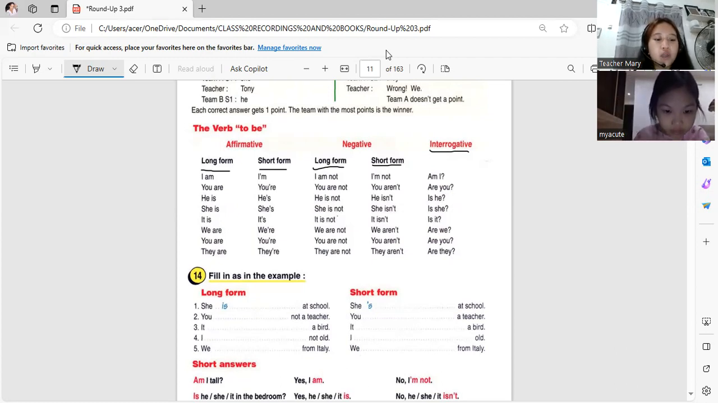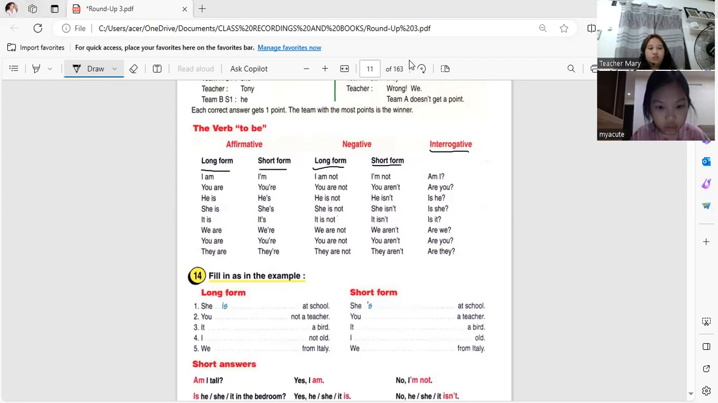For this example, let's start with the long form, 2 to 5. You blank not a teacher. It blank a bird. I blank not old. We blank from Italy.